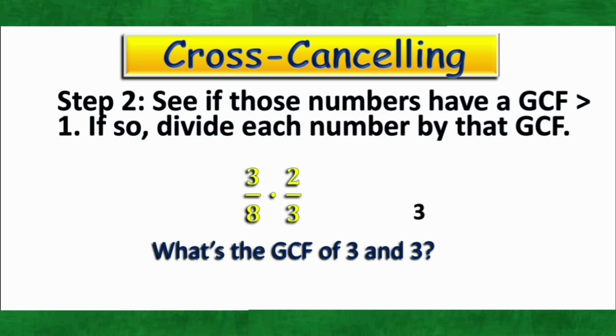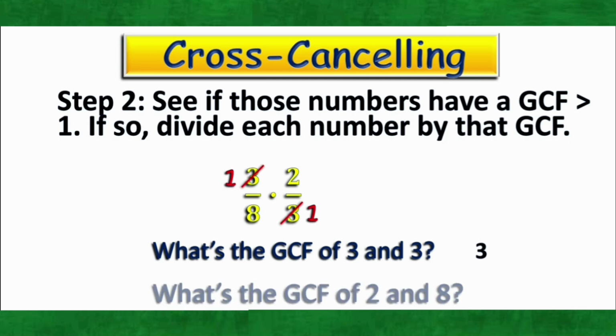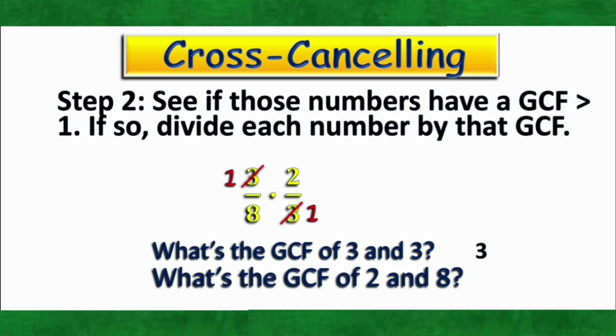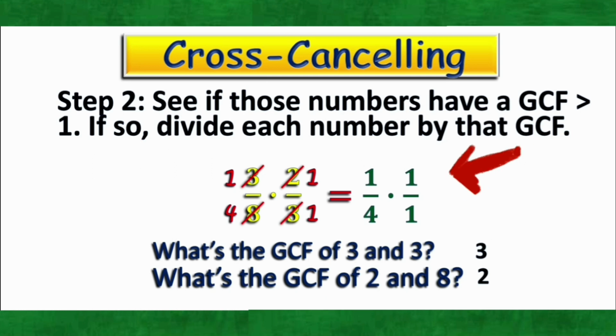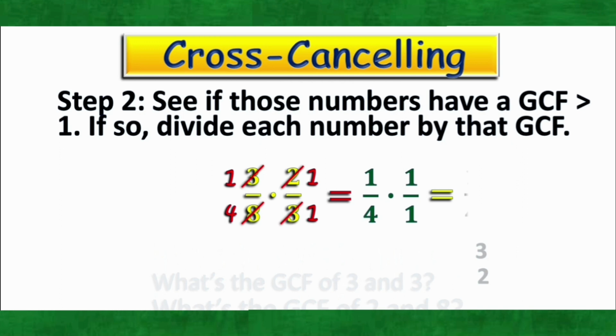Of course, it is 3. So, 3 divided by 3 is 1, and 3 divided by 3 is also 1. What's the GCF of 2 and 8? Very good, it's 2. So, 2 divided by 2 is 1, and 8 divided by 2 is 4. So, we have 1/4 times 1 over 1. And the product is 1 over 4.